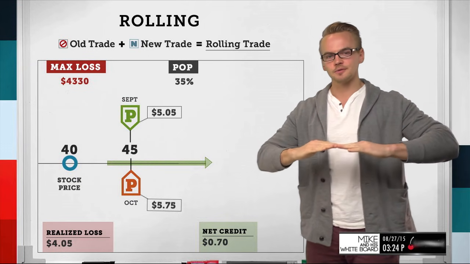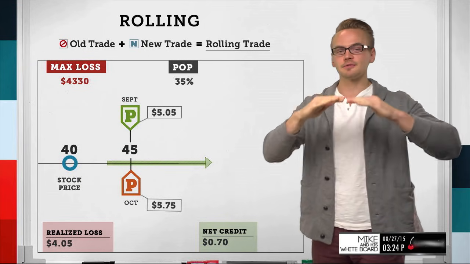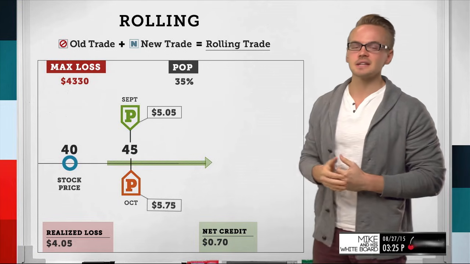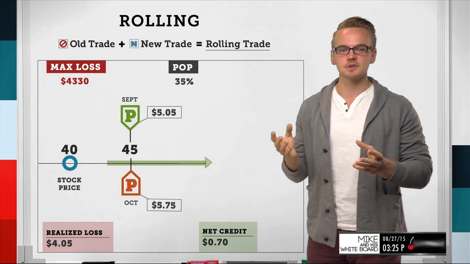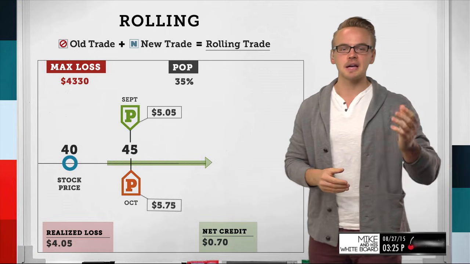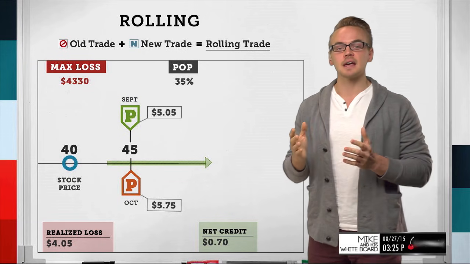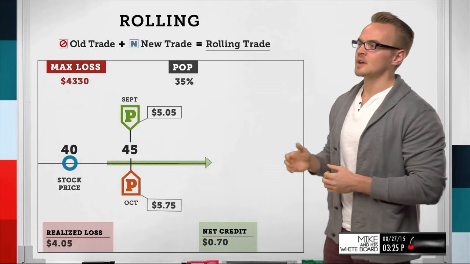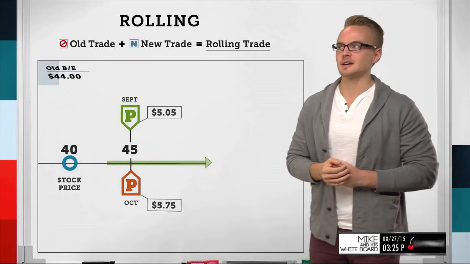So since I sold it for $1 and now I have to buy it back for 505, that's a realized loss of 405. It's just the difference between the two. Sold it for $1, buying it back for 505. The difference between that is 405. So let's throw it all together on the next slide here.